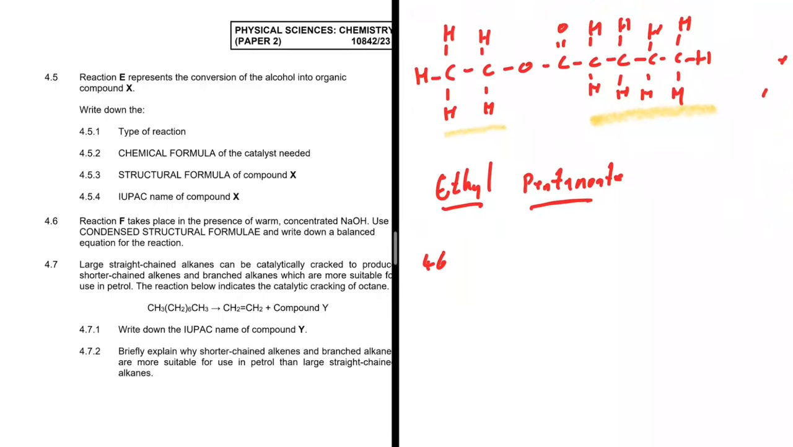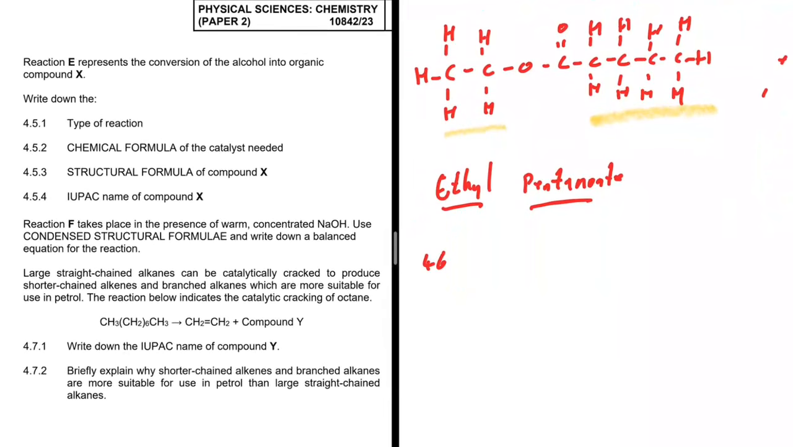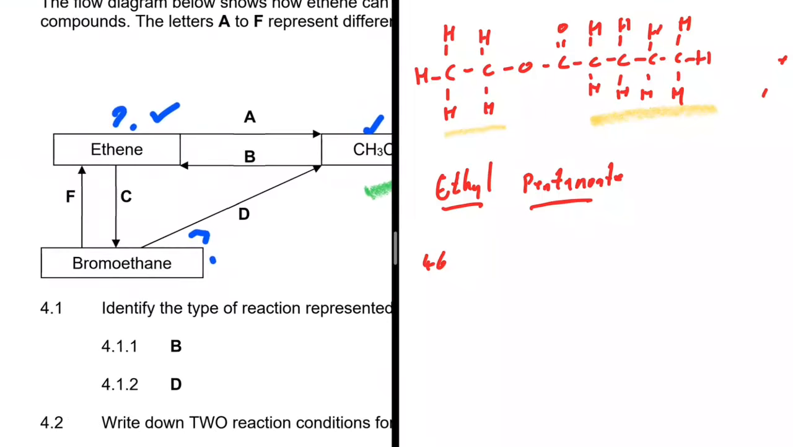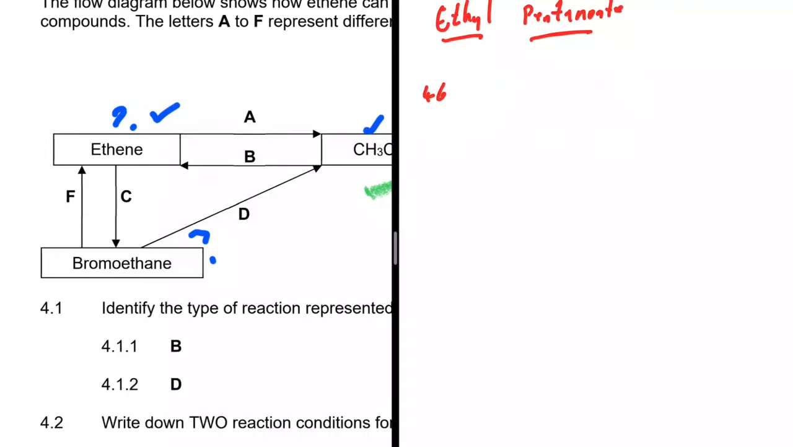For 4.6, reaction F takes place in the presence of warm concentrated sodium hydroxide. Use condensed structural formula and write down a balanced equation for this reaction. Let's take a look at reaction F: bromoethane to give us an alkene, in the presence of concentrated NaOH. In the presence of concentrated NaOH, that's where elimination is going to take place. If it was in the presence of dilute NaOH, then substitution would take place.